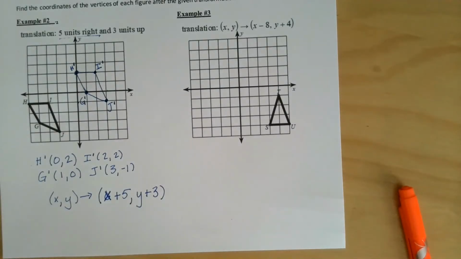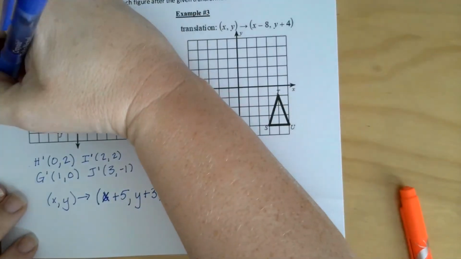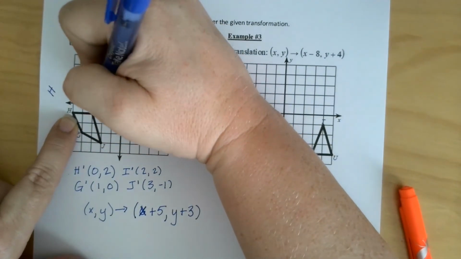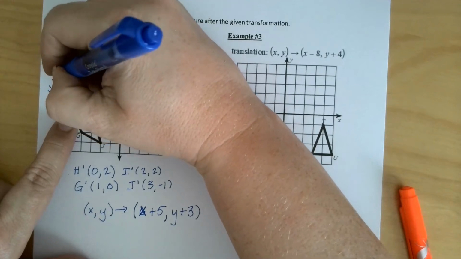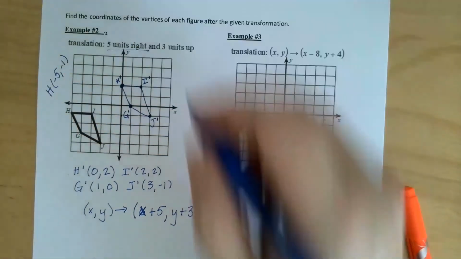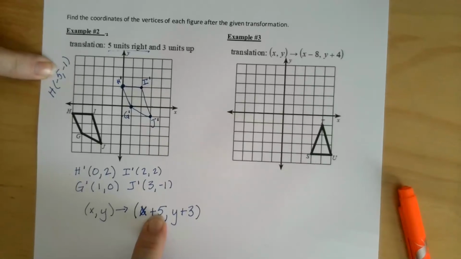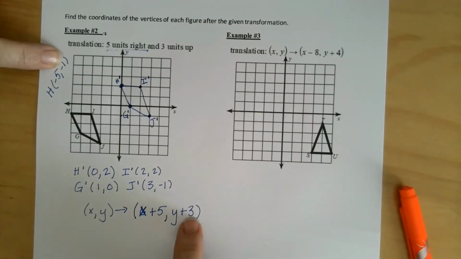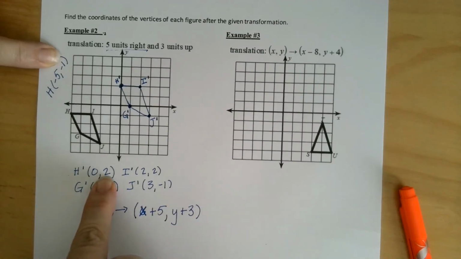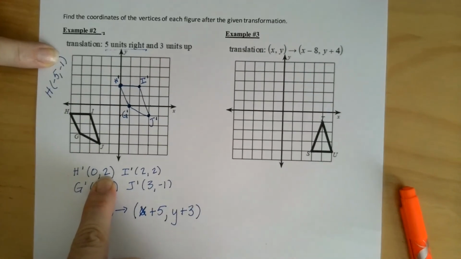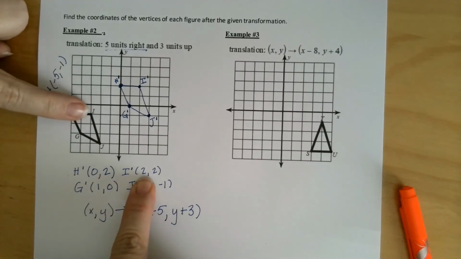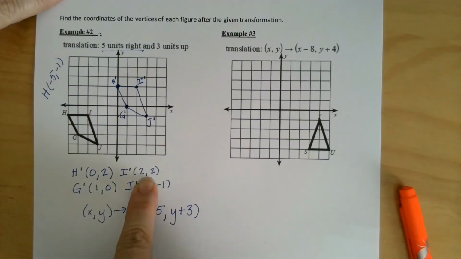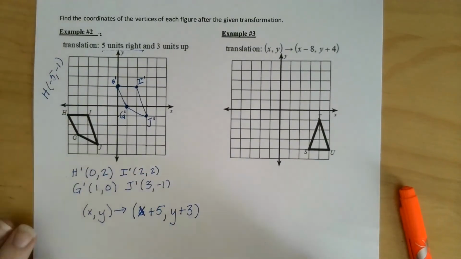And if you actually looked at the original coordinates, if I looked at the coordinates of H, let me move this so you can see it. H was originally (-5, -1). And if you look at that negative 5, if you add 5 to that, guess what? You get the x value of H prime. And if you take that y value and you add 3 to it, you get the y value of H prime. Same thing with I. If you take the original coordinates, add 5 to the x and 3 to the y, you will get the image coordinates. Okay, so be aware of that.